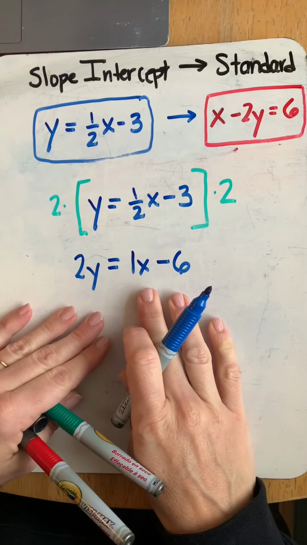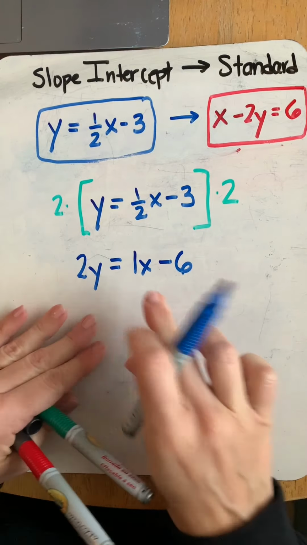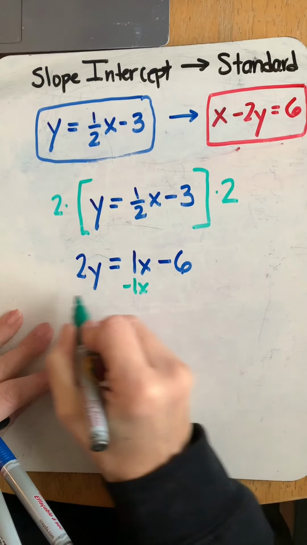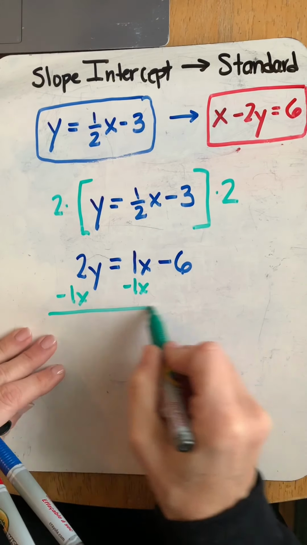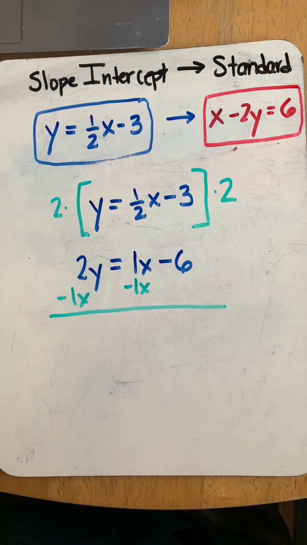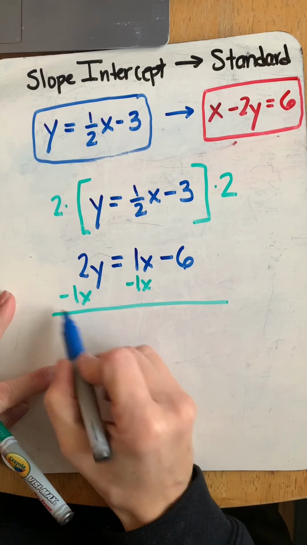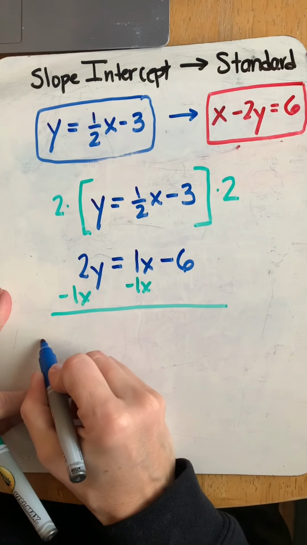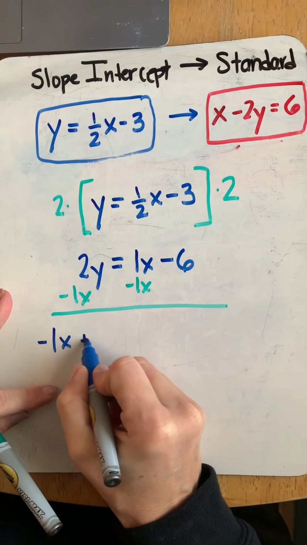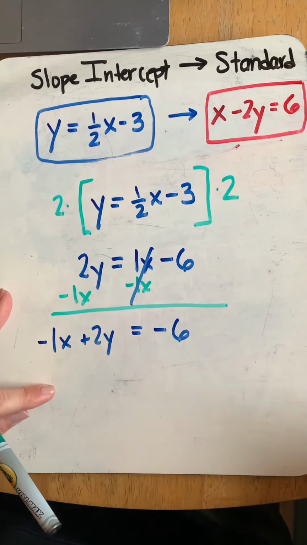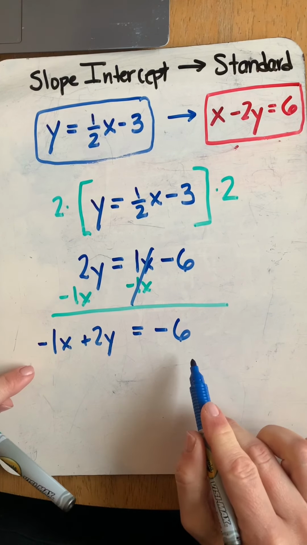So this is almost there, but the x is on the wrong side. So I'm going to subtract 1x from each side. Obviously I can't put these two together, so I'm going to rewrite this with my x term first, because that's how standard form should go. My x should come first. So -1x plus 2y equals -6. They cancel.